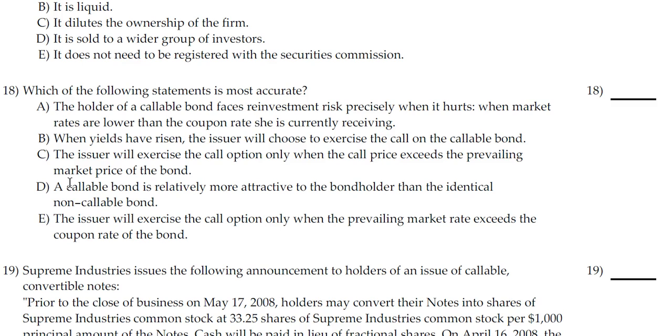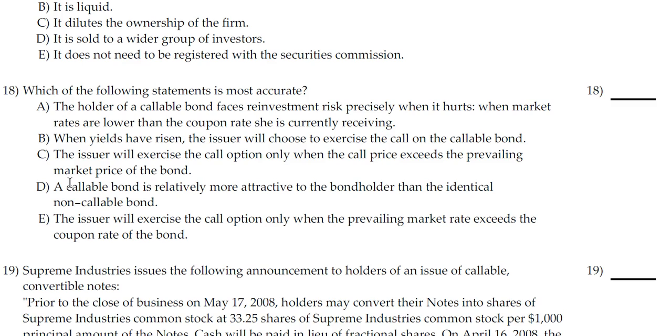But let's take a look at other answers. B, where when yields have risen, the issuer will choose to exercise the call on the callable bond. Again, that's not true. The bond would be called when the yields go down so that the issuer can refinance the debt at a lower rate. C, the issuer will exercise the call option only when the call price exceeds the prevailing market price of the bond. Again, that's not true. We want to call the bond at the lowest price if we're an issuer.